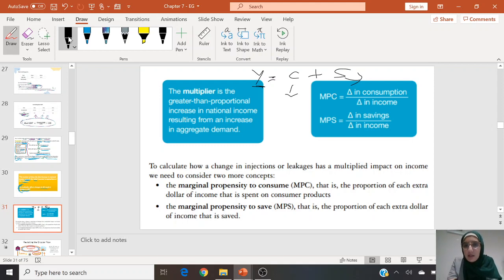Remember that? So MPC, on the other hand, is basically a change in consumption divided by change in income, and the MPS is a change in savings divided by change in income, right? And the reason for that is because MPC basically means the additional income that I get.